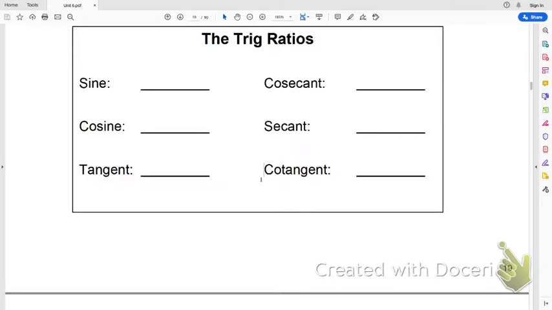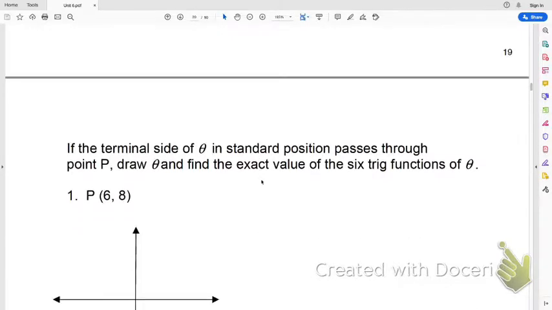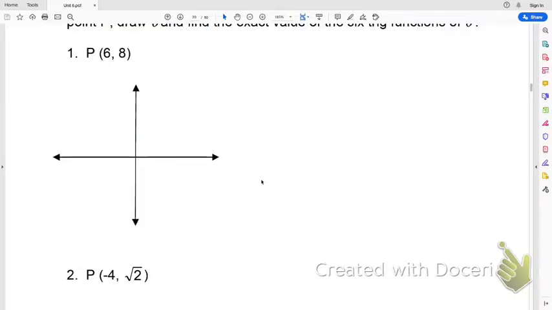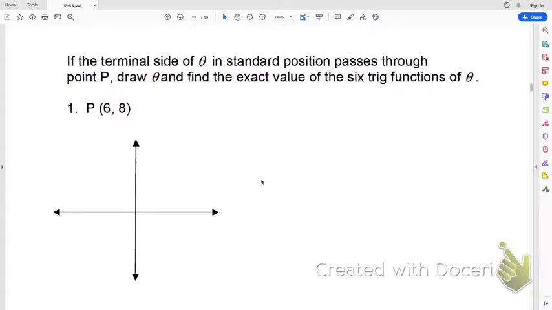For some of the example here, we're just going to talk through the language of what it says. It tells me the terminal side of theta in standard position. Remember, standard position starts on the positive x-axis and goes clockwise. It passes through the point P that is given to us. My point P is 6, 8. What quadrant is that in? 1. That matters because that tells me where I'm going to draw my angle. Quadrant 1. Where is my triangle? Quadrant 1. These things matter.